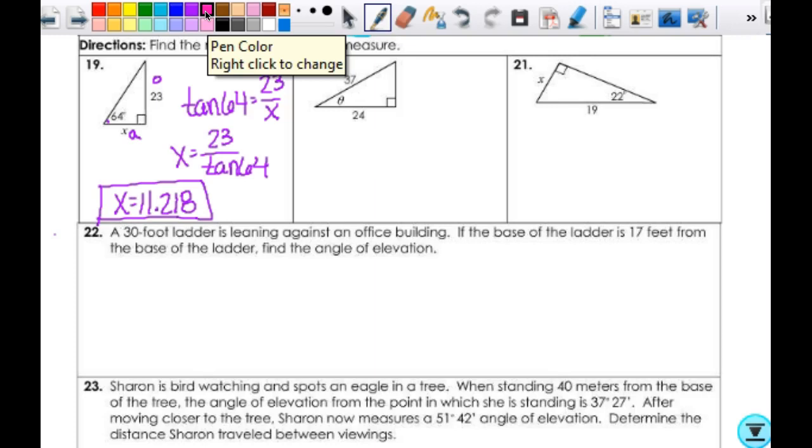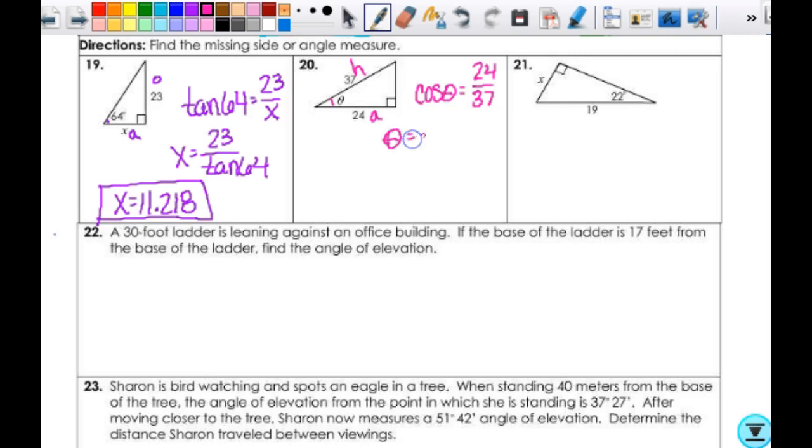So number 20. Here's my angle. So this is the hypotenuse, this is the adjacent. That means that's cosine. So the cosine of theta is equal to the adjacent over the hypotenuse. I want theta, so I have to take the inverse to get it away from that. So theta is equal to the inverse cosine of 24 over 37. I type that in my calculator, and I get that theta is 49.560 degrees.